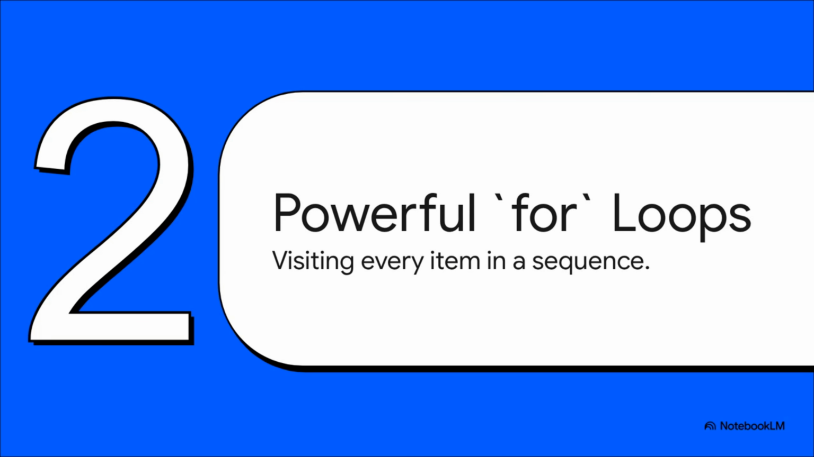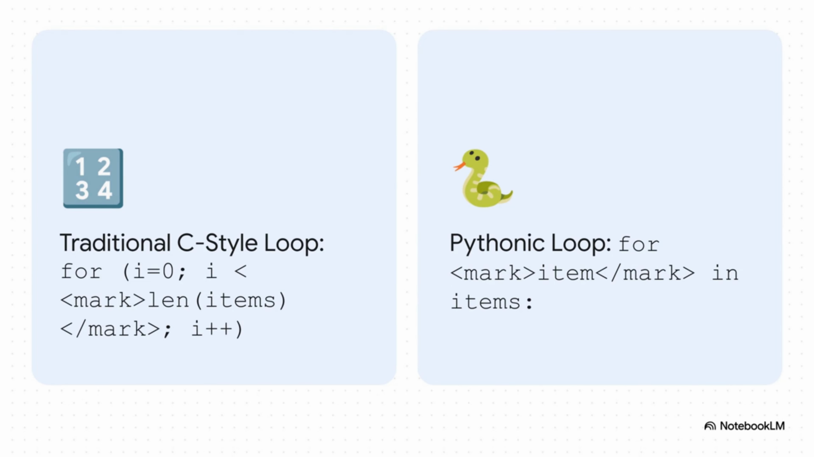Okay, let's switch gears and talk about repetition. When you need to do the same thing to every single item in a collection, you're going to reach for a loop. And honestly, Python's for loop is just a masterclass in how to do it right. So here's the crucial difference.